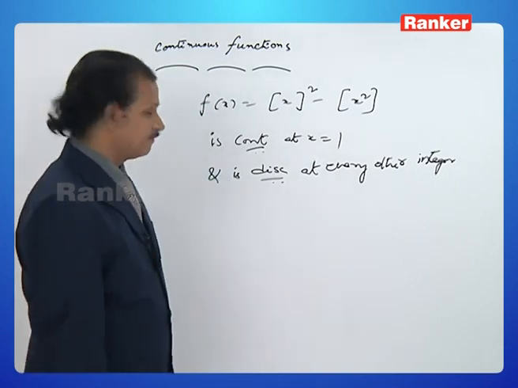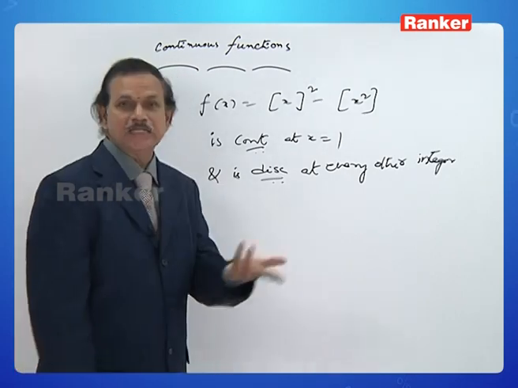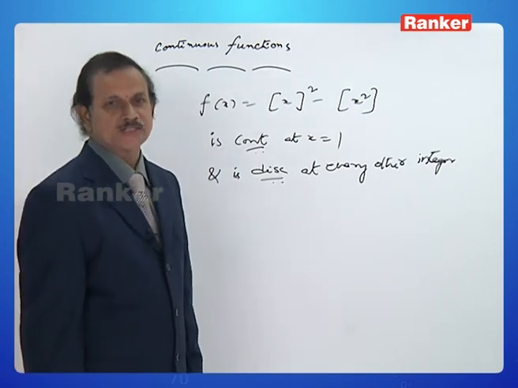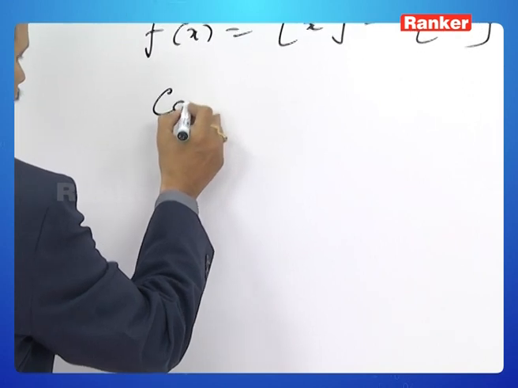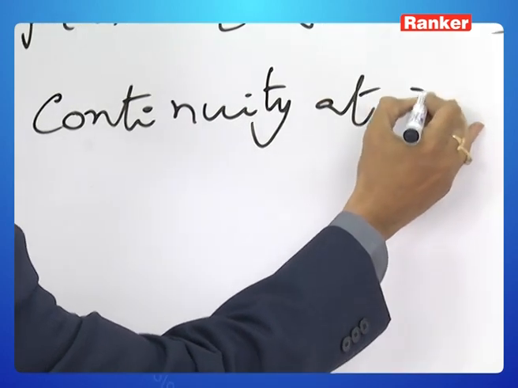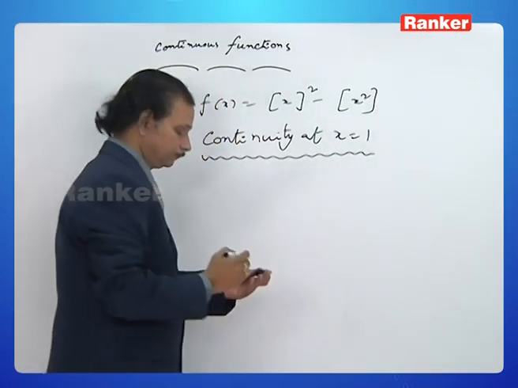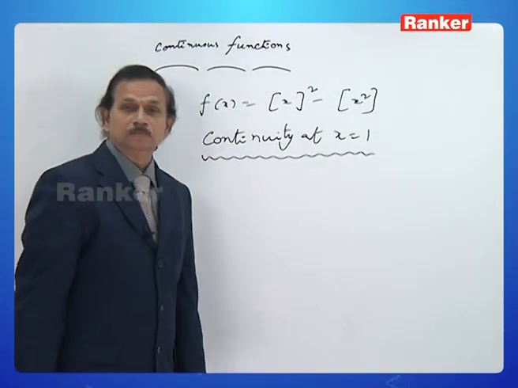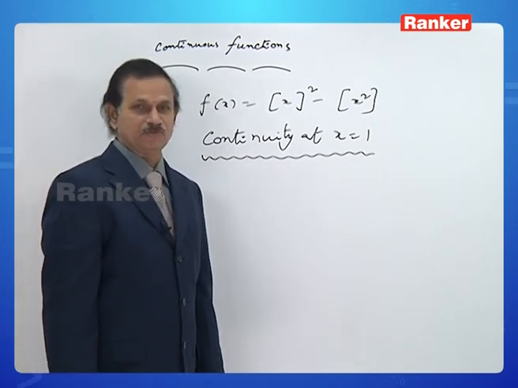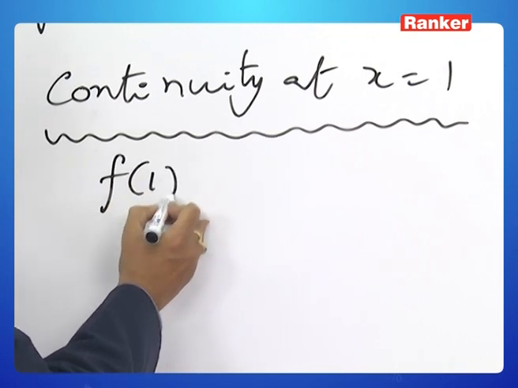Let us now verify. How is it continuous at x equal to 1 and how is it discontinuous at every other integer? Let us verify. First of all, we see the continuity of the function at x is equal to 1. To examine the continuity at x is equal to 1, as we know, usually we may have to find three particular quantities, namely f of 1. What is f of 1?